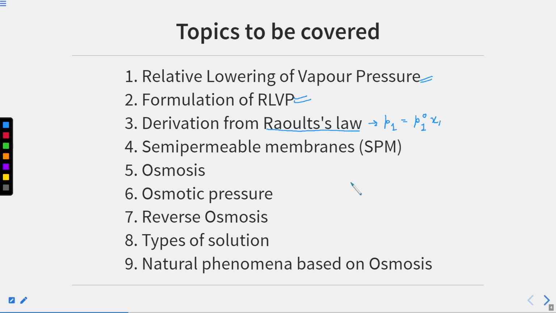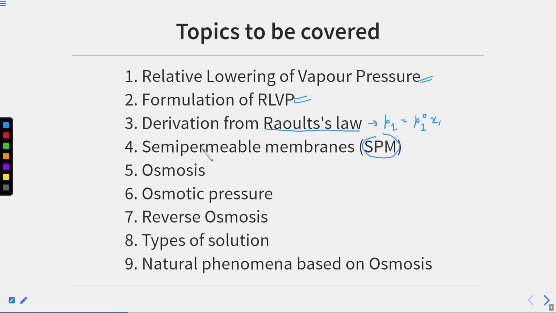We'll see how we can derive the formula for relative lowering of vapor pressure from Raoult's law. Then further, we will move to the semi-permeable membrane. It is basically a component of osmosis. While we do osmosis, we use this semi-permeable membrane. So we'll first get to understand what this semi-permeable membrane is. It is also often referred to as SPM.